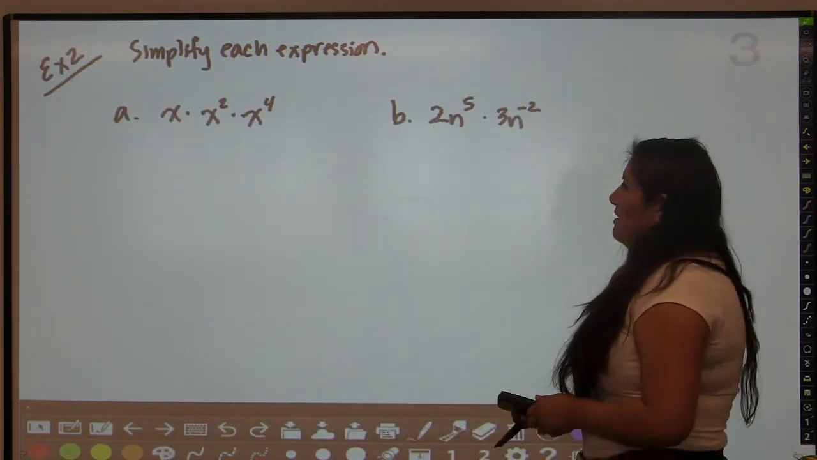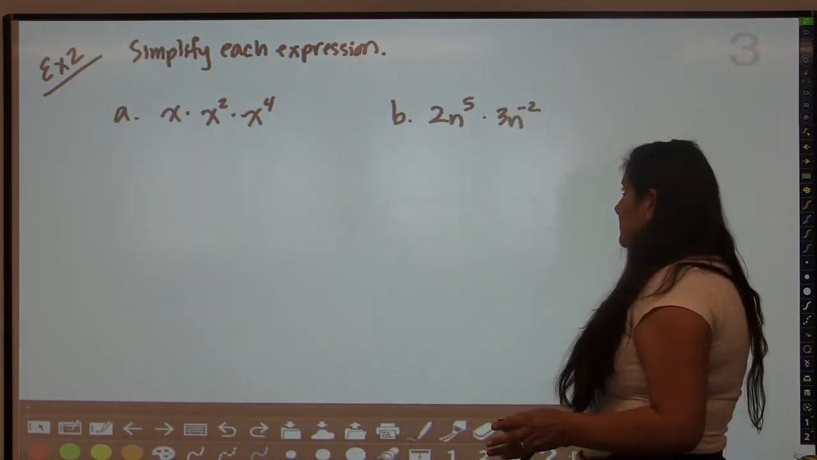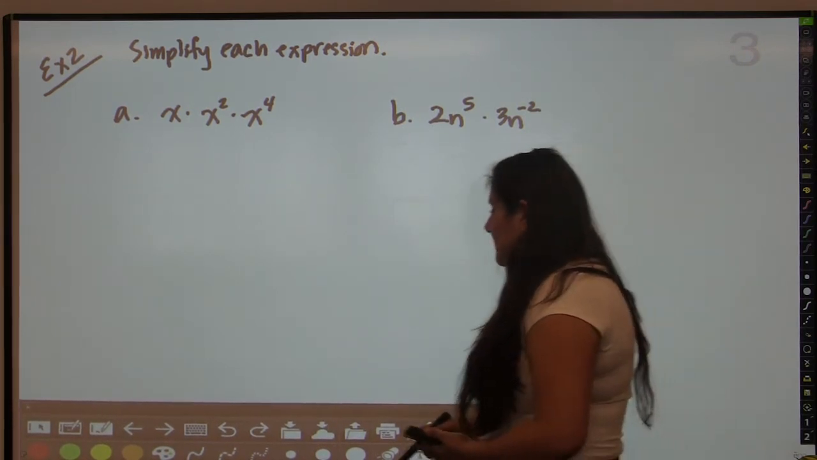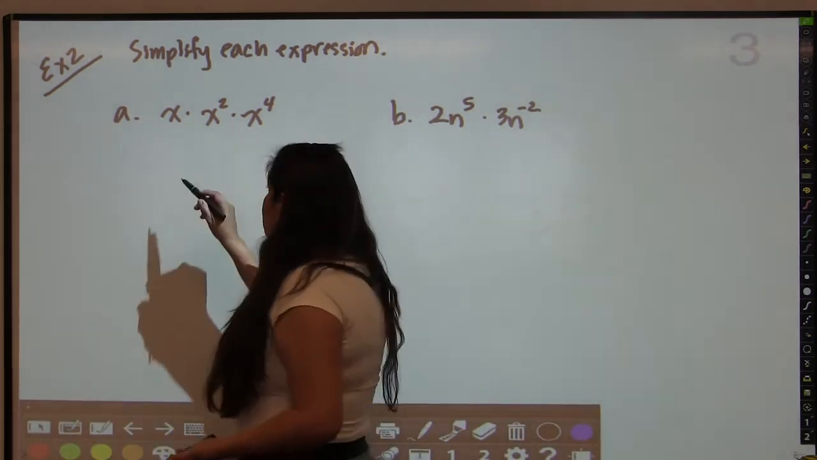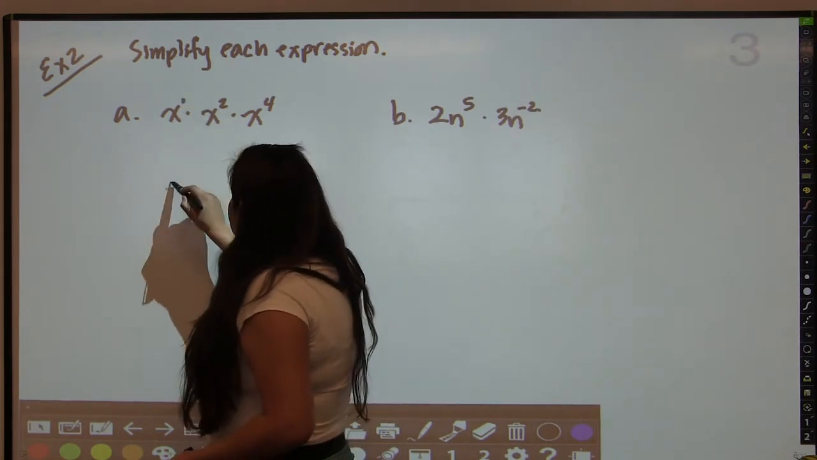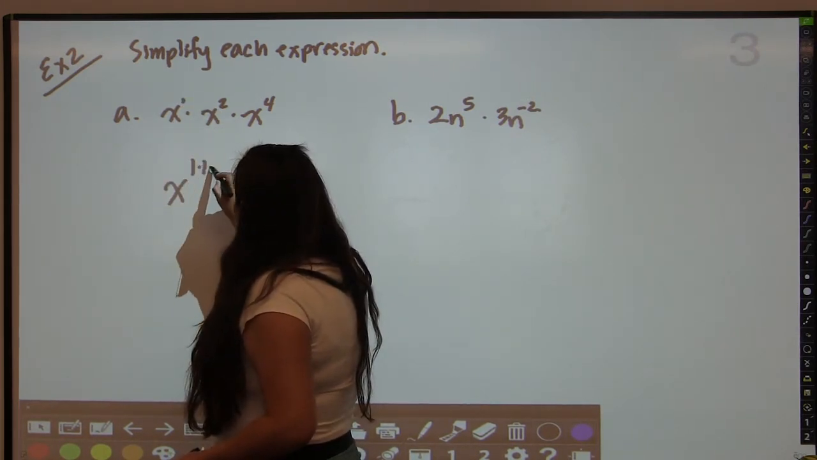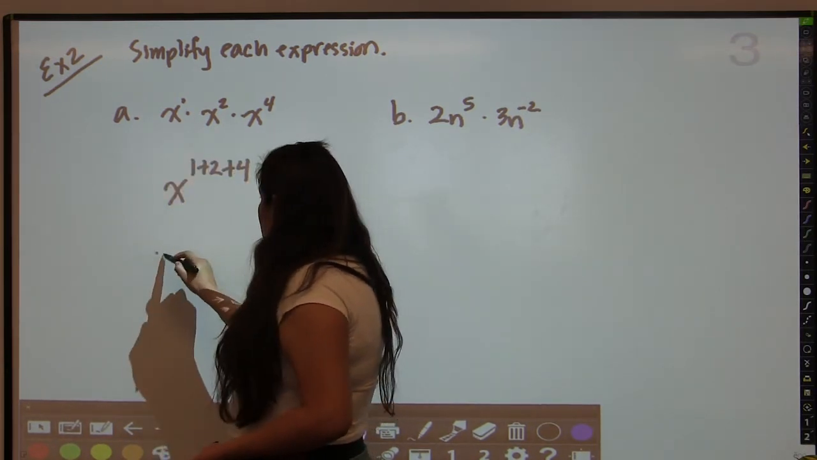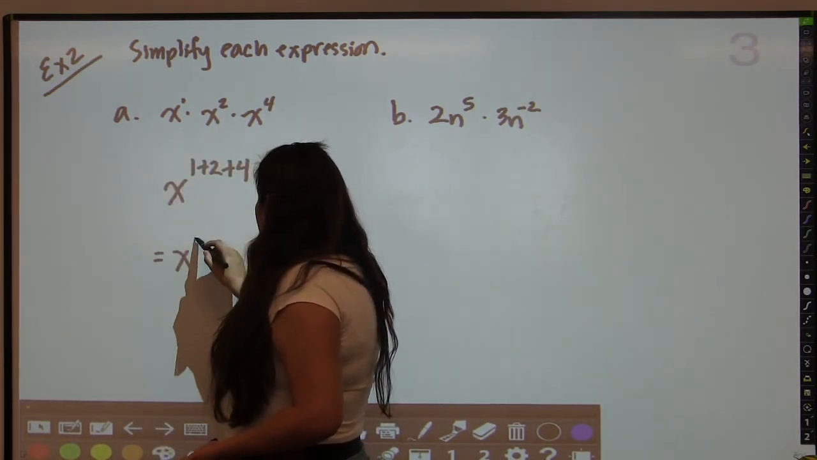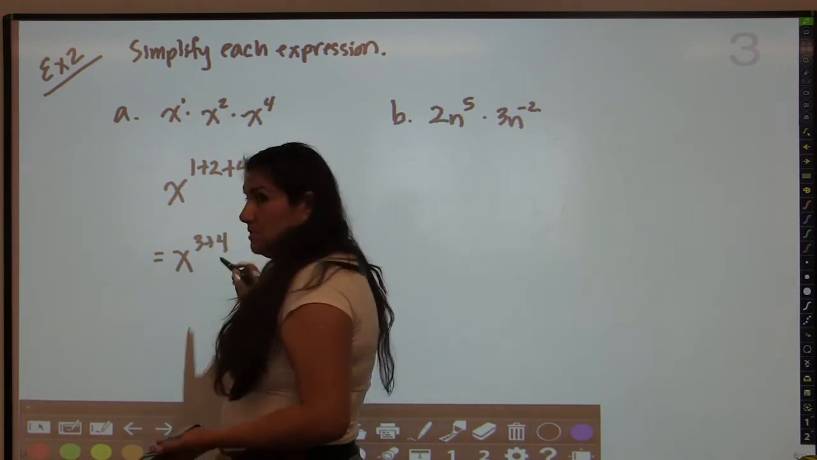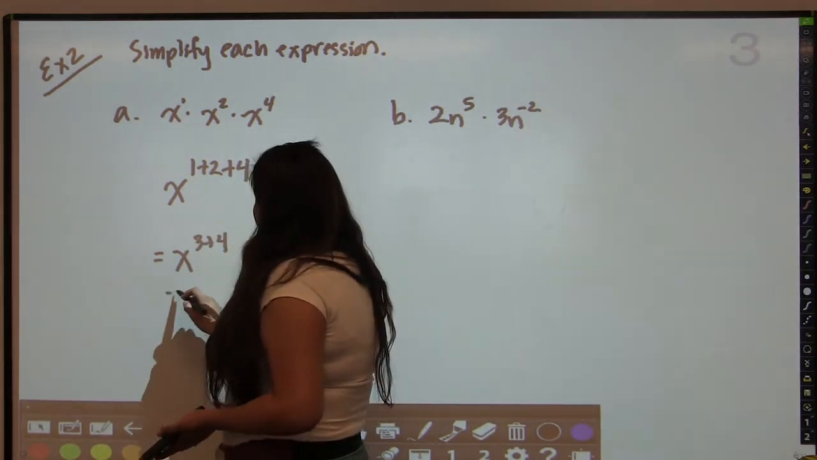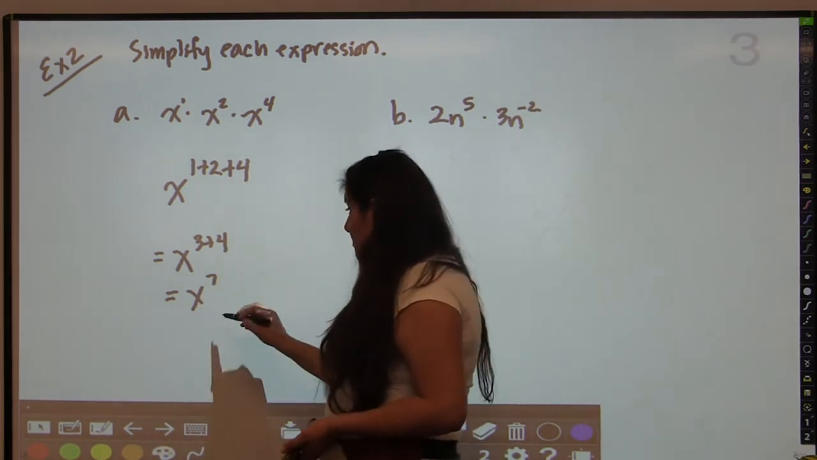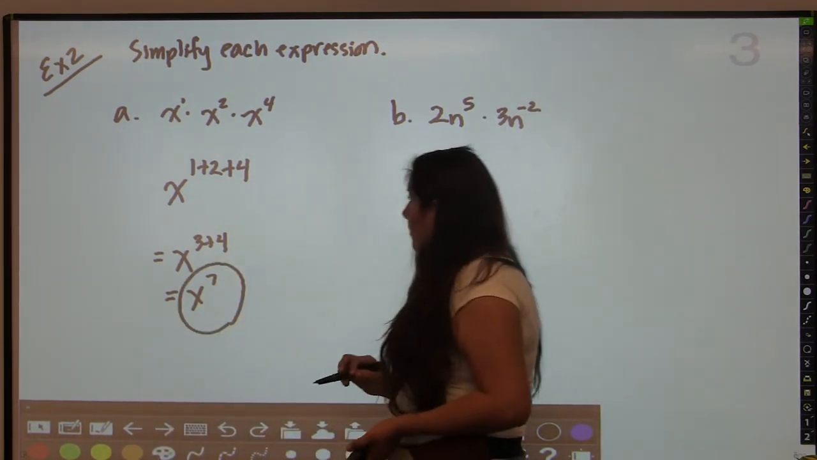And now we have pretty much the exact same thing, only now my bases are not numbers, they're variables, but the same thing is true. So that's x to the 1 power. So we have x to the 1 plus 2 plus 4. All 3 of those exponents. So we're going to get x to the 3 plus 4, because 1 plus 2 is 3, last I checked. And that would be x to the 7. Now because we don't know what x is, that's just how we leave our answer. X to the 7th power.